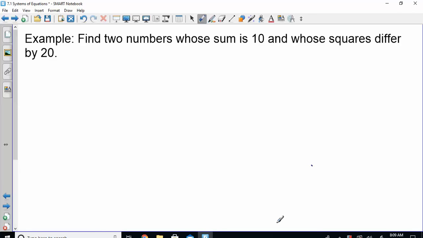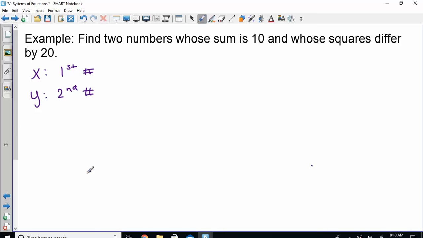Find two numbers whose sum is 10 and whose squares differ by 20. Okay, so my variables, what am I trying to find? Two numbers. So I'm just going to say x is the first number and y is the second number. There's a point. I define my variables.